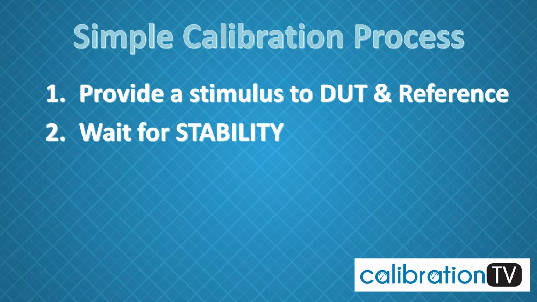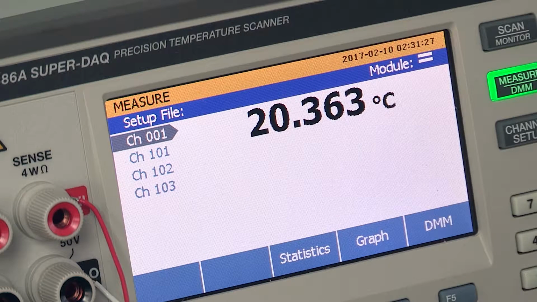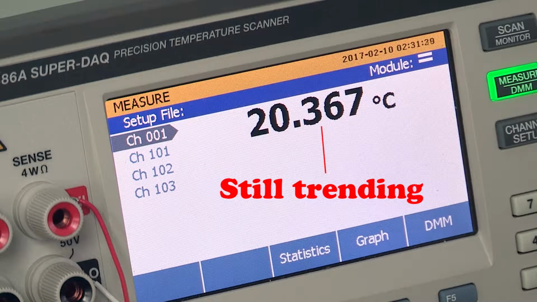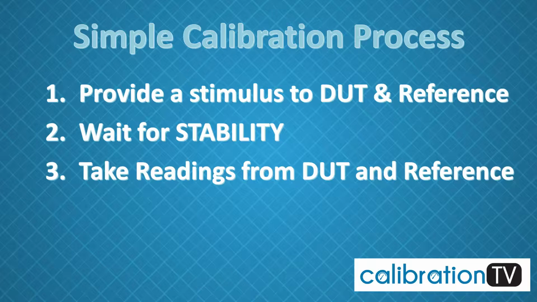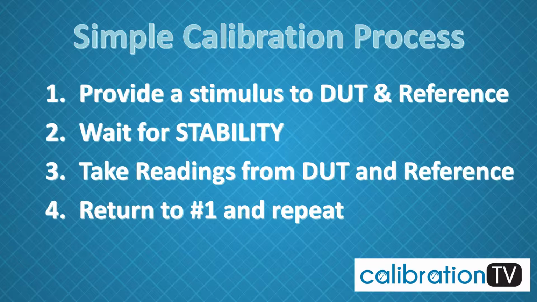Number 2, wait for things to stabilize. It's very important that both devices have reached stability and aren't trending anymore. So in our temperature example, some probes have longer time constants than others and take longer to reach the calibration temperature. Number 3, take readings from our test device and our reference. Sometimes this might involve averaging data over a period of time if our readings are a bit noisy or unstable. Number 4, go back to number 1 and repeat with a different value of the stimulus, such as a different temperature for the liquid bath.